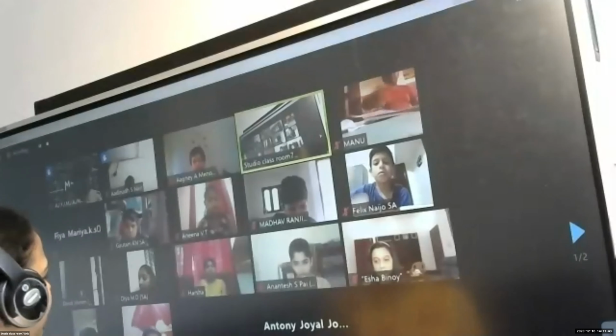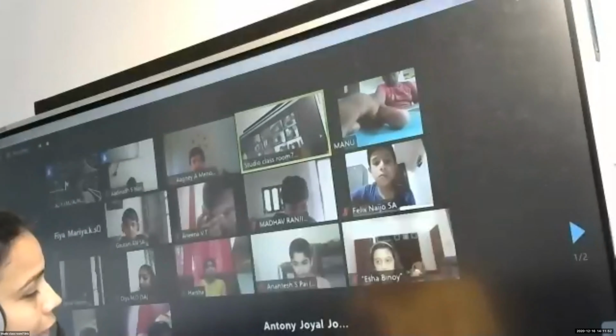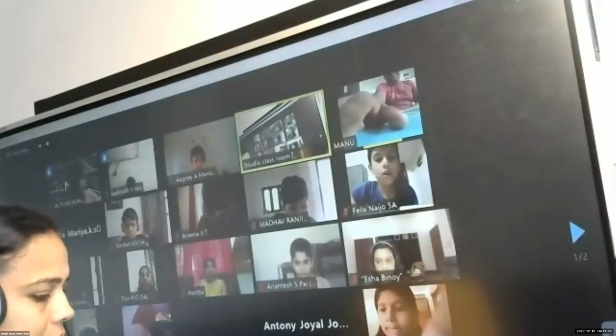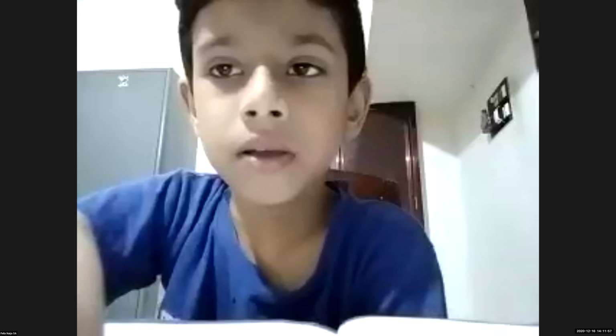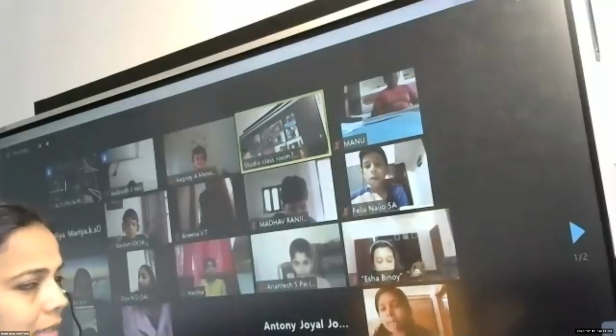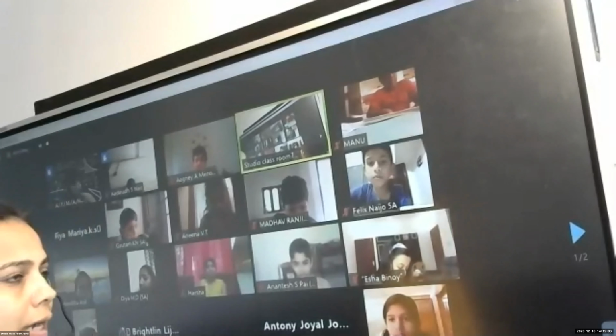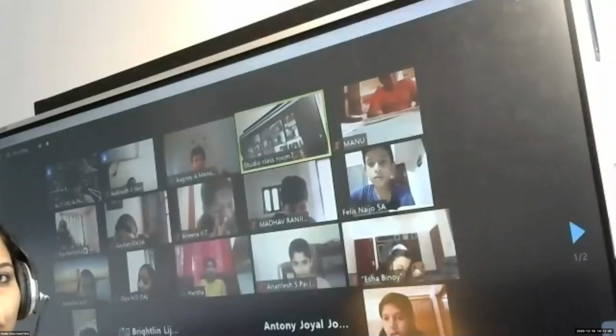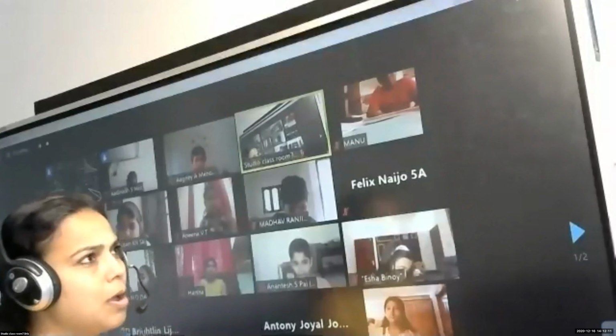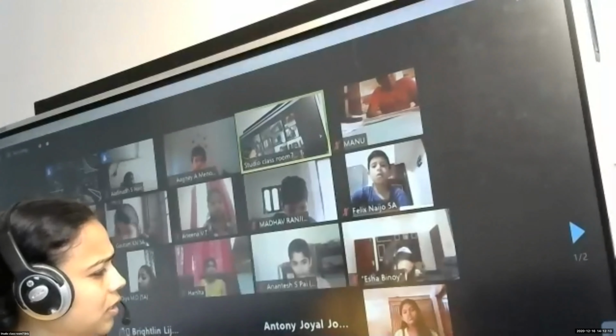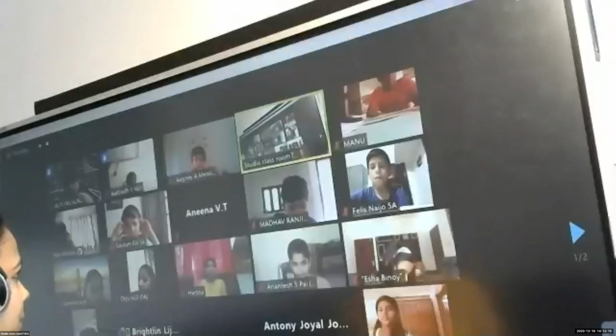So how can we find equivalent fractions, children? You remember? Multiply or divide. The questions are different, so you have to understand the questions clearly. How can you find equivalent fractions? By multiplying or dividing both numerator and denominator by the same number. But how can you check whether fractions are equivalent? You can cross multiply. Next one, Harsha.